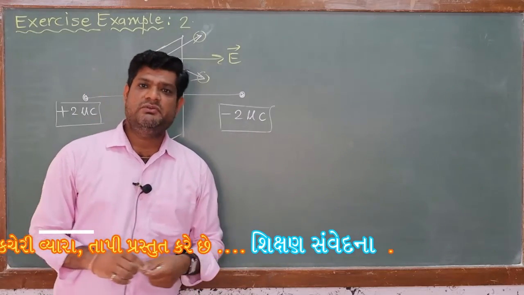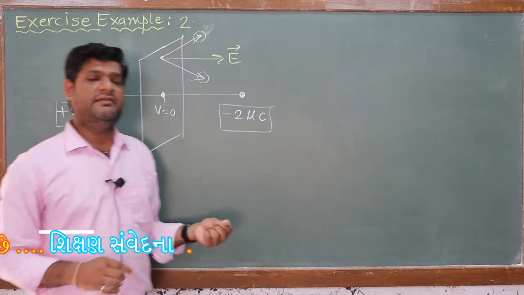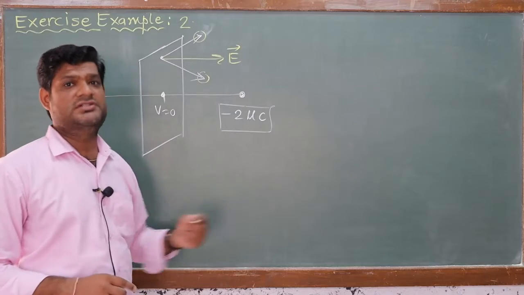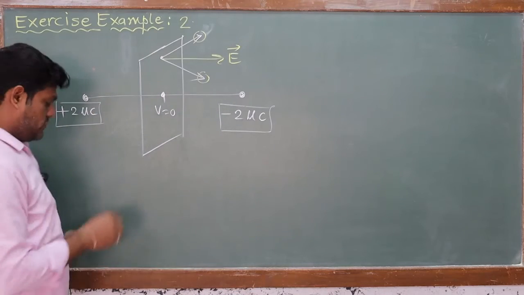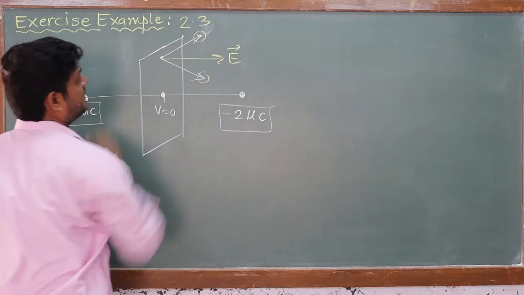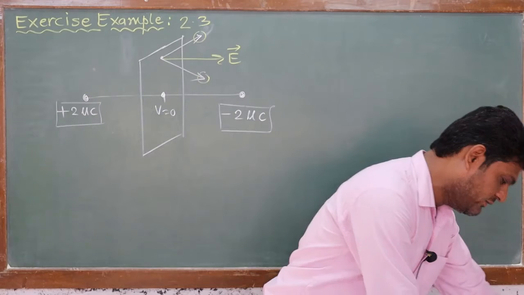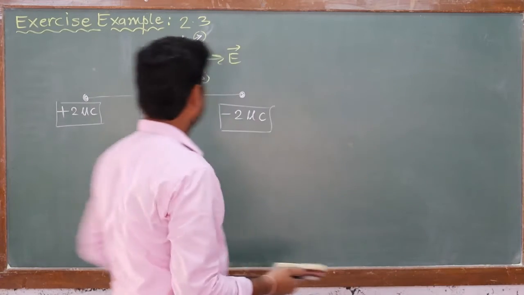So what is the answer of the question? What is the direction of electric field? So direction of electric field is perpendicular to the equipotential surface and it is towards the negative charge. So here is the end of this question, question number 2.3. Now we are moving towards the next question 2.4. See the question 2.4.